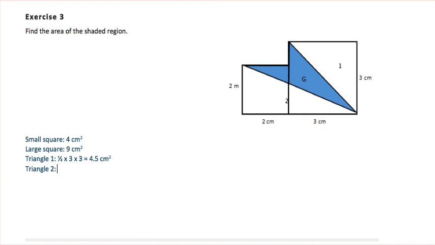And so triangle 2 is 1/2 times 2, which is our height, times 5. And that is 5 square centimeters. Finally, we take our two squares, add those areas together, and subtract the areas of the two unshaded triangles. And that will give us 3.5 square centimeters for the shaded area.